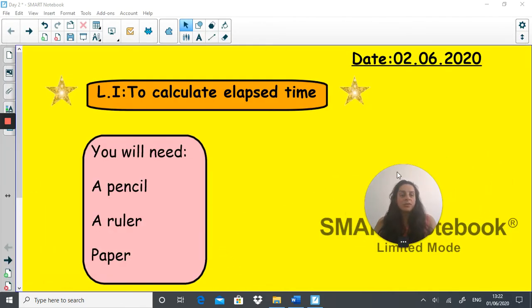Right, so date today is the 2nd of June 2020. And the LI is to calculate elapsed time, and this is what I was referring to earlier. This will be our LI for the entire week, and we'll just be taking it slowly, step by step, and looking at all the different ways that we can calculate elapsed time. So before we start, please make sure you have a pencil, a ruler for your number lines, and a piece of paper or a book to write on. So once you've got everything with you, let's make a start.